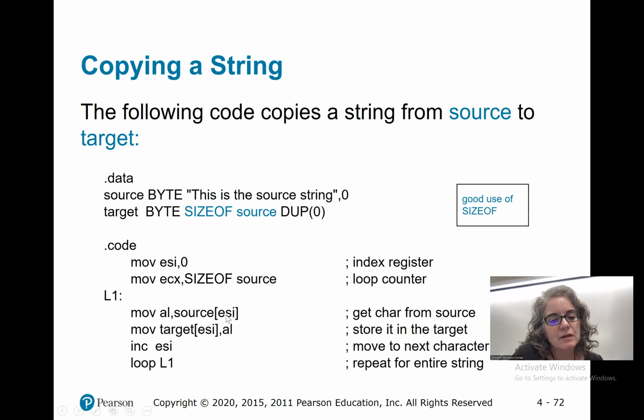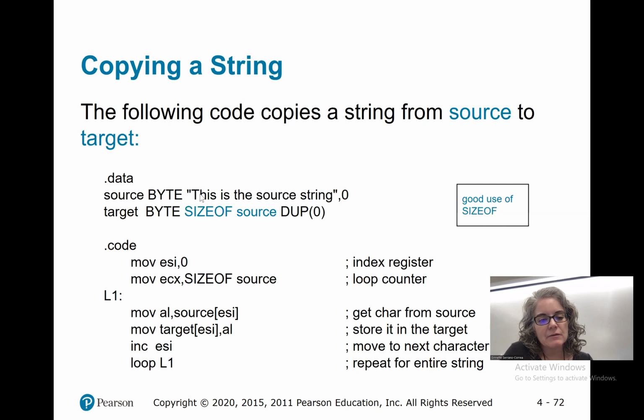ESI 0 first. So source 0 is the T. Then we move the AL into target sub 0, so the first byte in target. Then we increase ESI by 1. And the reason we're increasing ESI by 1 is because these are bytes. If this was a word size, then we'd have to increase it by 2. Then we loop back up to the top, and we're at the next letter.